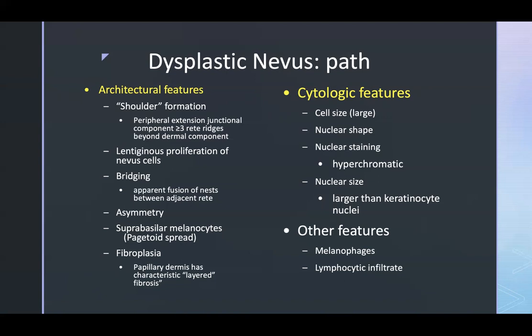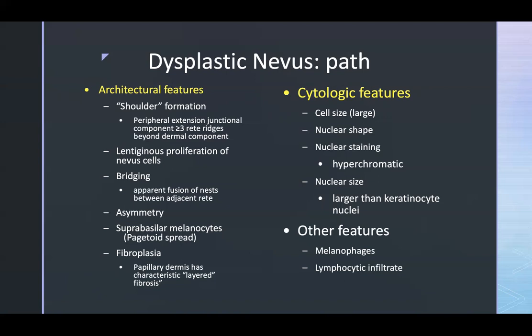But you can have some pagetoid spread in regular dysplastic nevi. Fibroplasia is another favorite architectural feature. So if you see this characteristic layered fibrosis around the rete ridges, which we'll show you an example of, that's called lamellar fibroplasia, and that's also very indicative of dysplastic nevus architectural features.